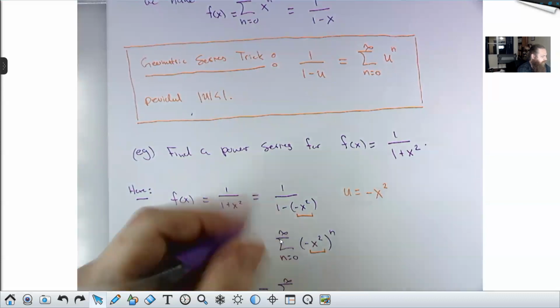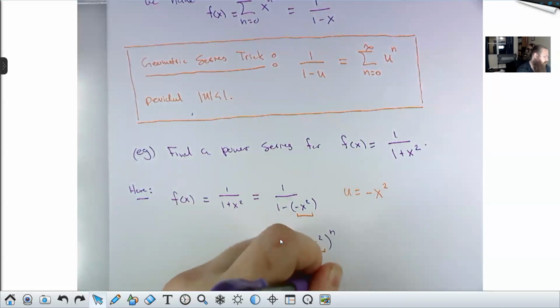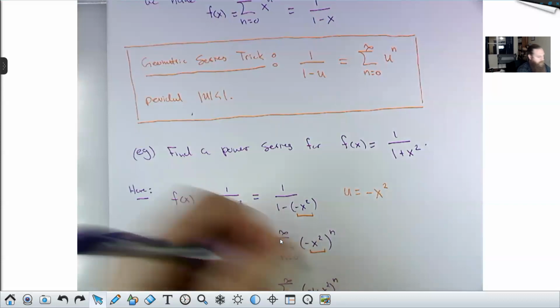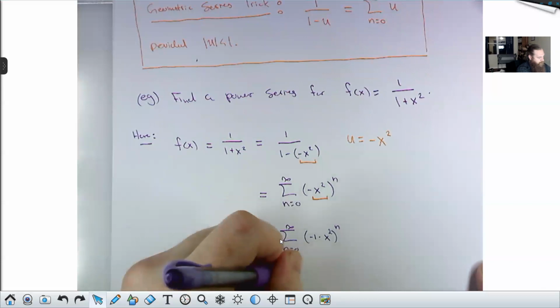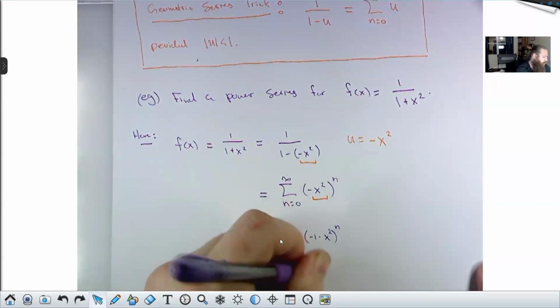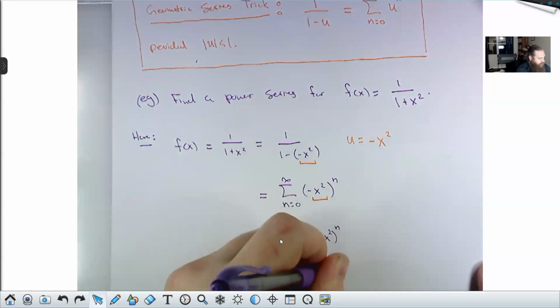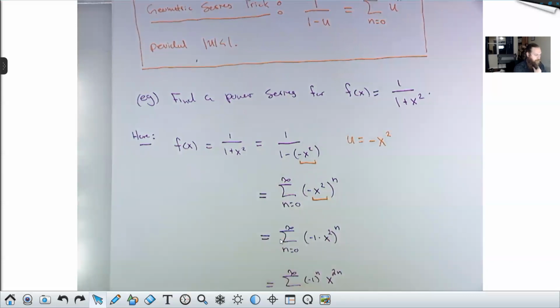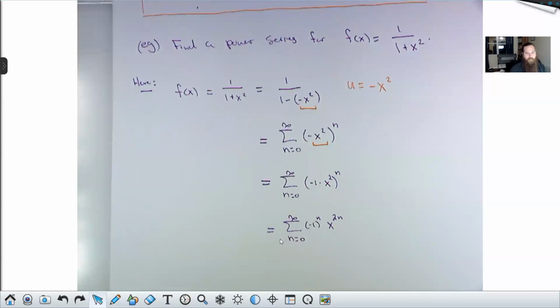Negative x squared to the n is negative 1 times x squared, all to the n. And that is sigma n from 0 to infinity, negative 1 to the n times x squared to the n, which is x to the 2n, like this. So this is the power series representation for this function. That's it.